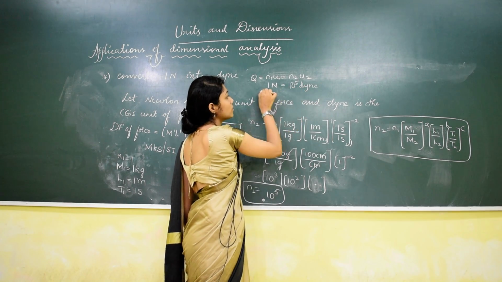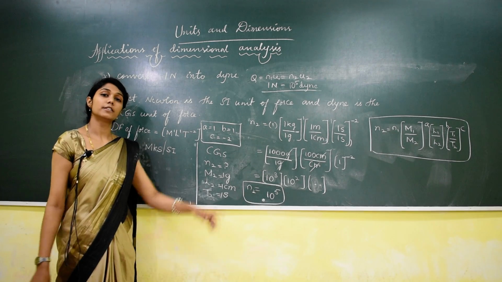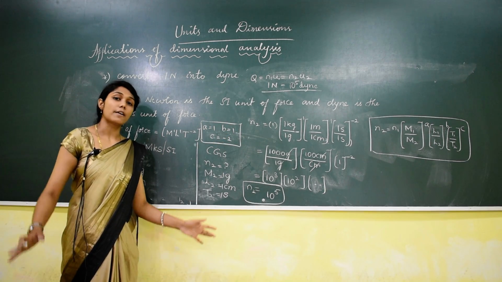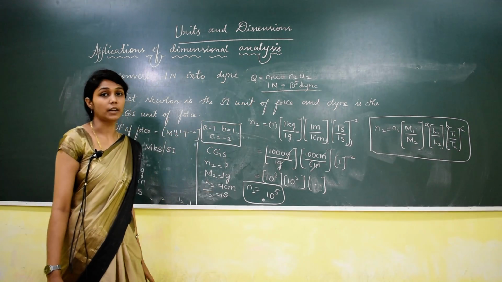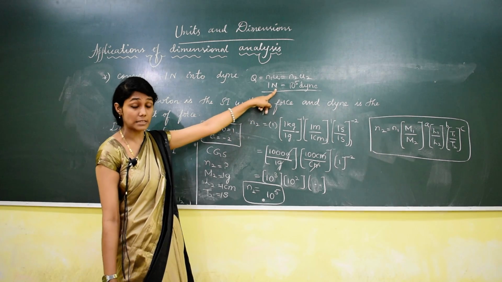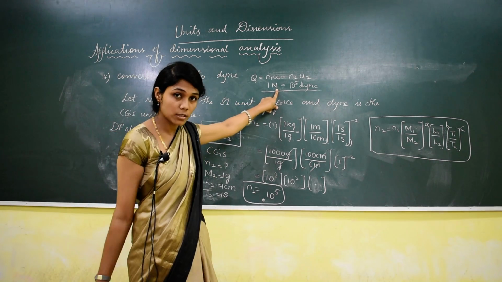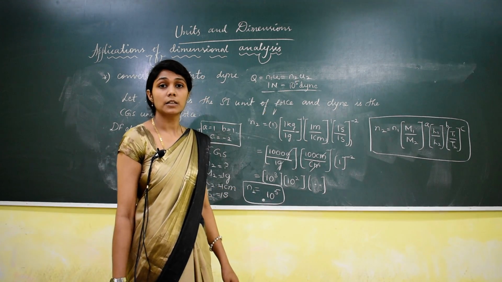So 1 Newton is equal to how much Dyne here? 1 Newton is equal to 10 raised to 5 Dyne. So here we have to convert 1 Newton into 10 raised to 5 Dyne from one system of unit to another system of unit. Newton is the SI unit of force or MKS unit of force, whereas Dyne is the CGS unit.